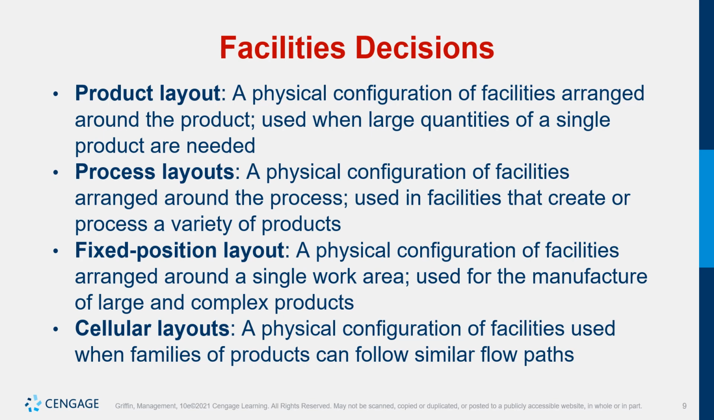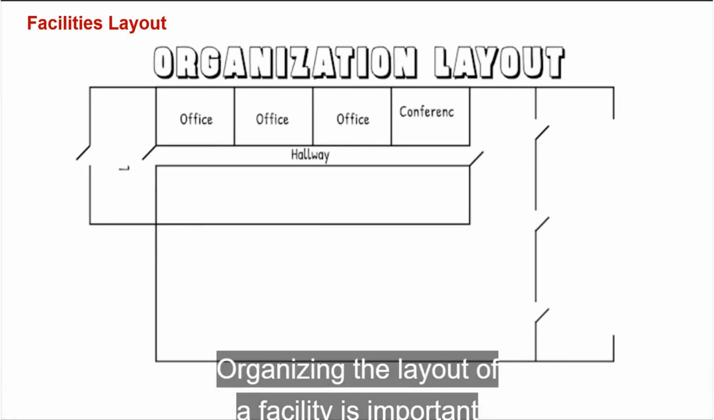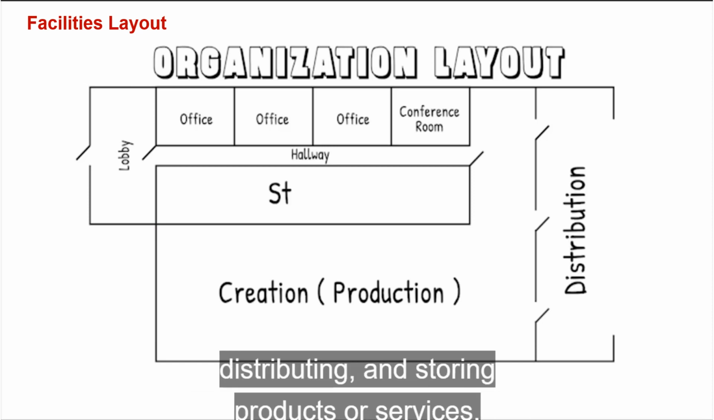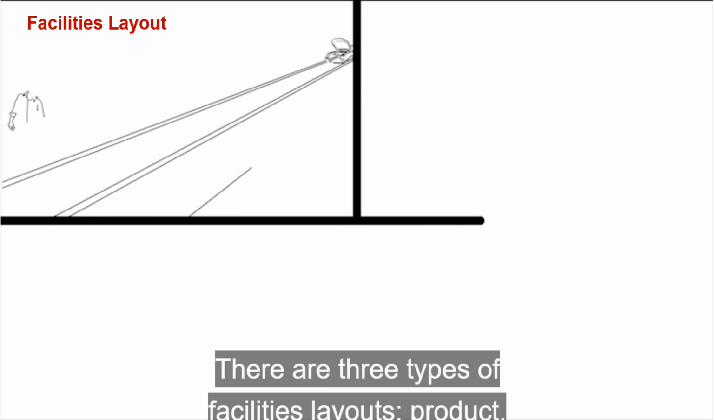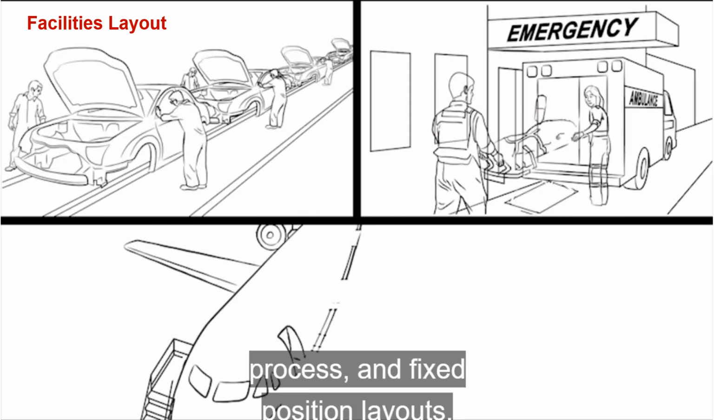Watch this video about facilities decisions. Organizing the layout of a facility is important to ensure the most efficient methods of creating, distributing, and storing products or services. There are three types of facilities layouts: product, process, and fixed position layouts.